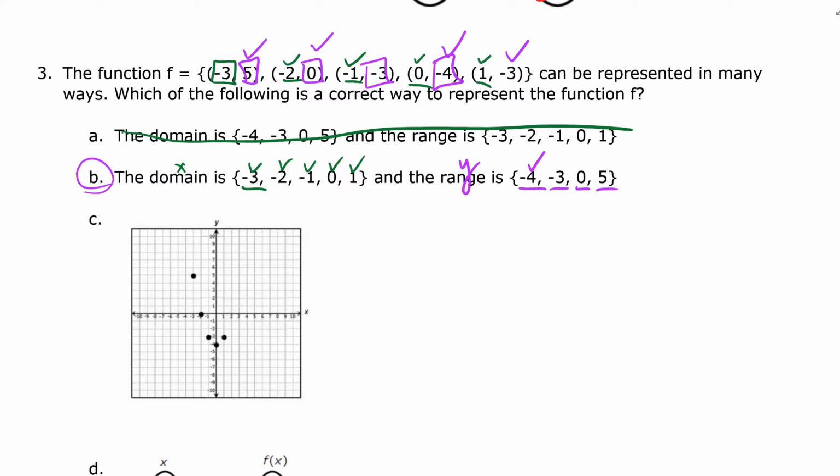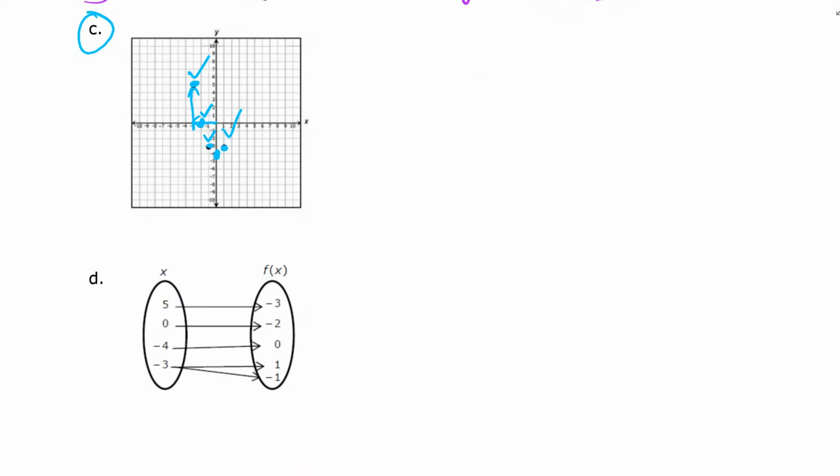Just for good measure, we can check the other ones. So this would be -3, 5. We go over to -3 on our graph. Up 5, we see that that's a point, so that one's fine. -2, 0 would be -2, 0. That point is fine. -1, -3. That point is fine. 0, -4. That point is fine. And 1, -3. That point is fine. So C is also a correct answer.